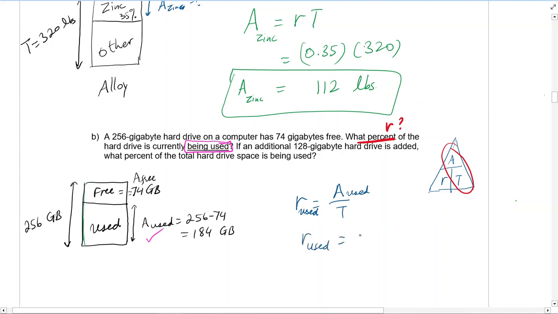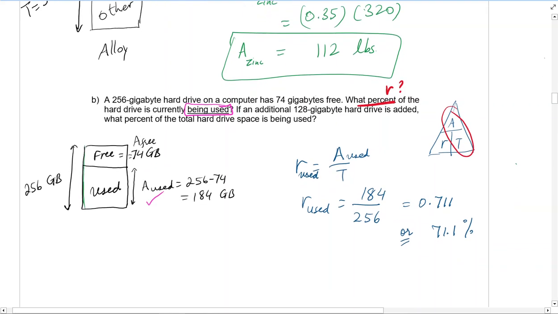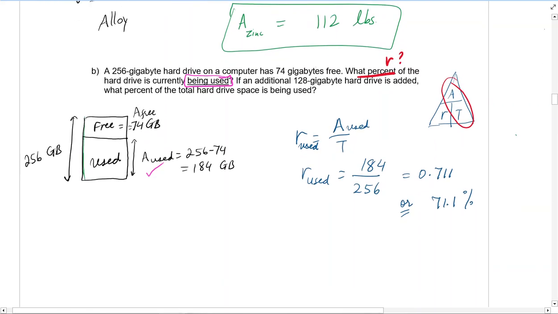So out of 256 gig, we are using 184 gig. In decimal form, the answer is 0.711, but in 3 sig figs, in percentage form, we're gonna multiply with 100 and add the percentage sign. So 71.1% is being used currently. So that's part 1 of the question. So we are done with half of this. Then there is another part.